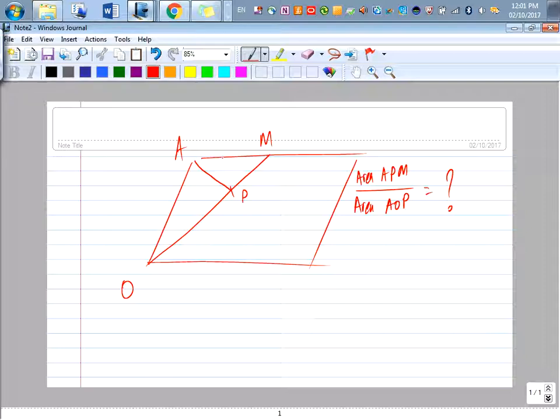So in other words, I know that O to P, we have 4 units. O to M will be 5 units. So over here, 1 unit. Once we have the ratio of OP to PM, I can easily find the ratio of area APM over AOP, because they share a common height. So this gives me 1 over 4.